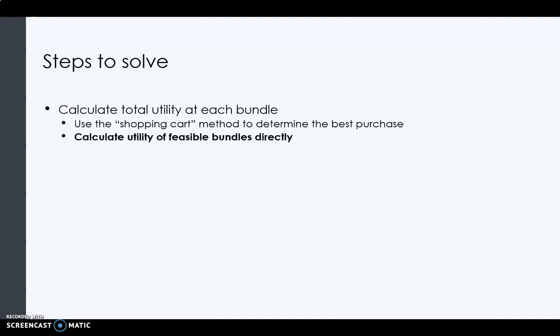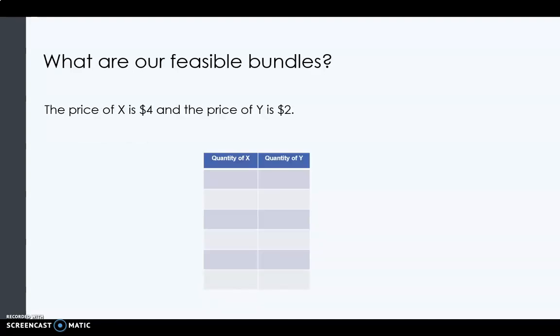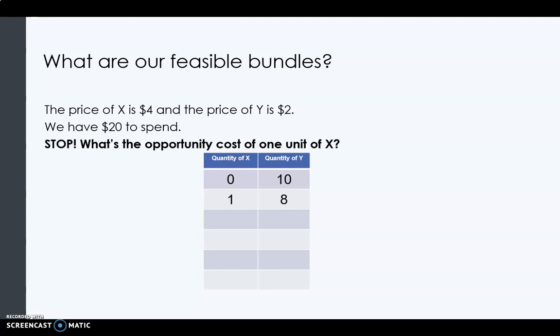So let's figure out our feasible bundles. We have a price of X at $4, price of Y is $2. So let's see, we have $20 to spend. That means if we have 0 X's, we can spend all $20 on Y's, and we can get 10 of them. If we have 1 X, we spend $4. That means we have $16 left. That means we're going to be able to buy 8 Y's.